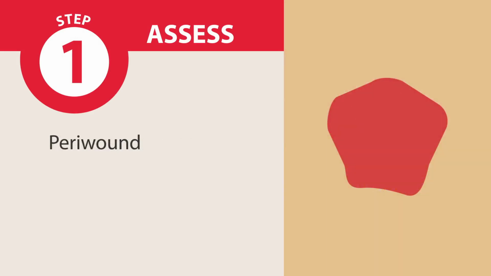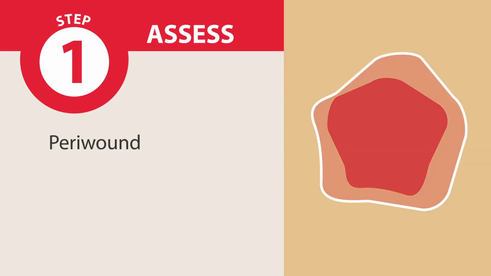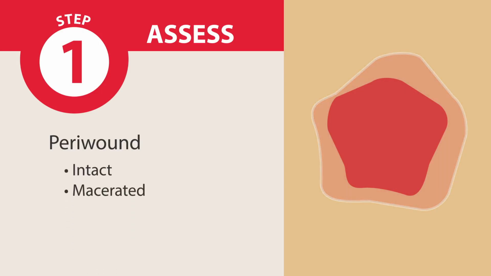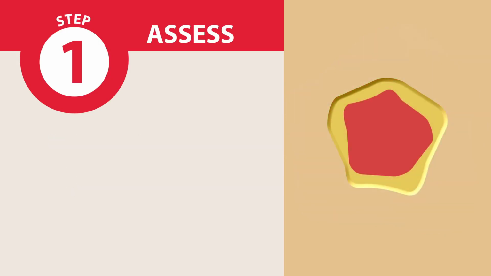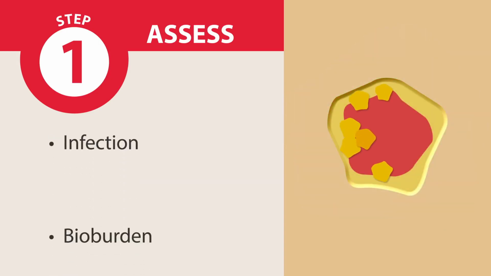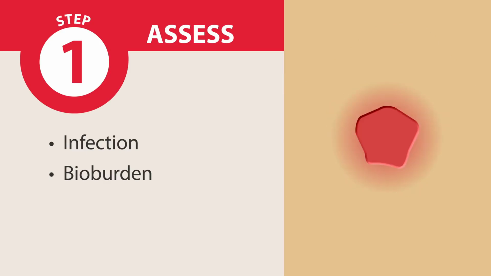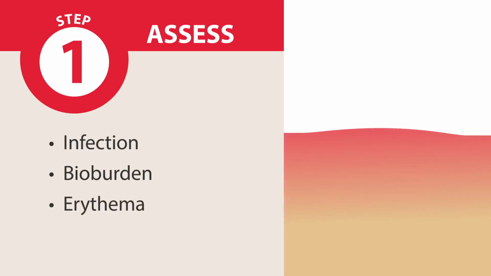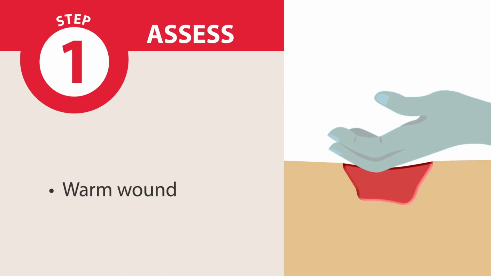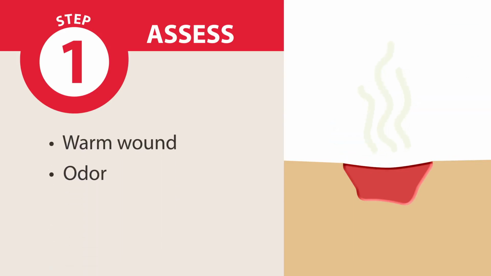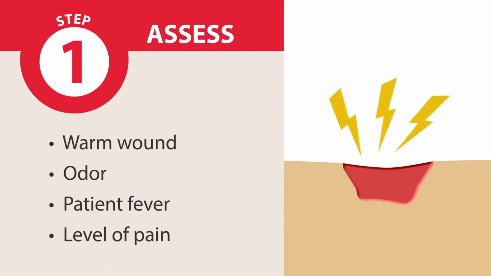Another important characteristic is the peri-wound, which is the area surrounding the wound itself. Is the peri-wound intact or macerated, which means shriveled skin caused by prolonged moisture? Then, examine the wound for infection and bioburden, which is the state between normal and infected tissue. Is the wound red, a condition called erythema? Is there swelling, known as edema? Is the wound warm? Does it have an odor, or does the patient have a fever? Lastly, what is the patient's level of pain?